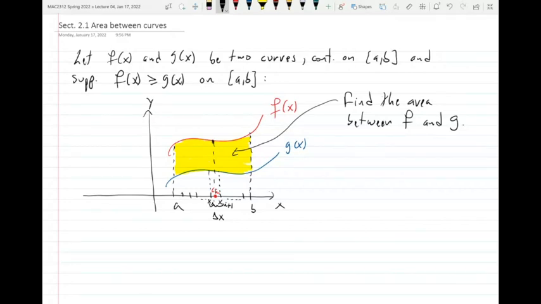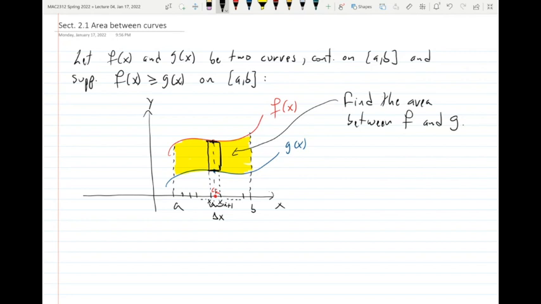And then the value of the function g at ci, I'm going to evaluate that. That's a point down here, and that's going to be the height of my rectangle. Okay, so I'm going to have a rectangle here. That's going to have height. The top of the rectangle is the value of the function f at ci. The bottom of the rectangle is the value of g at ci.